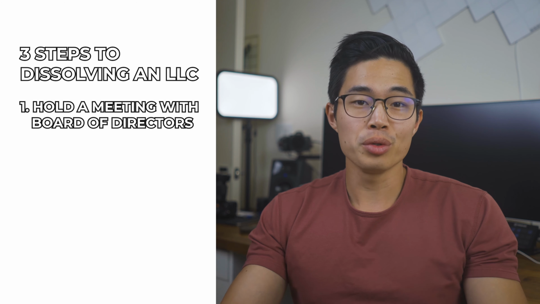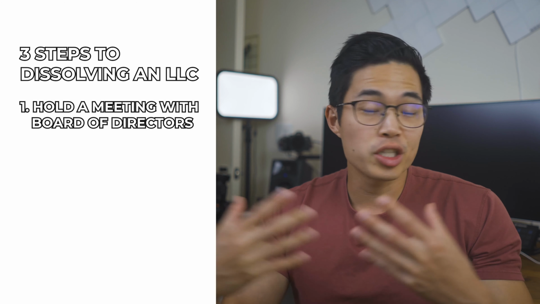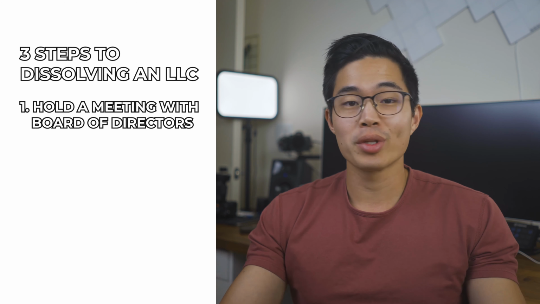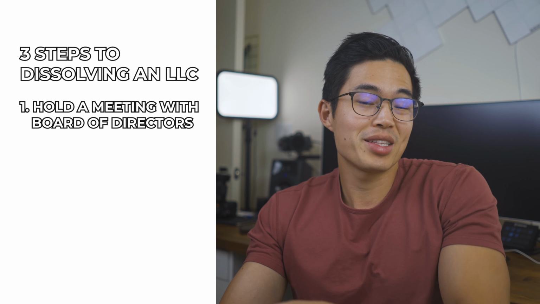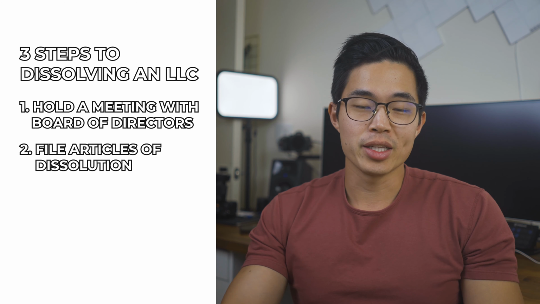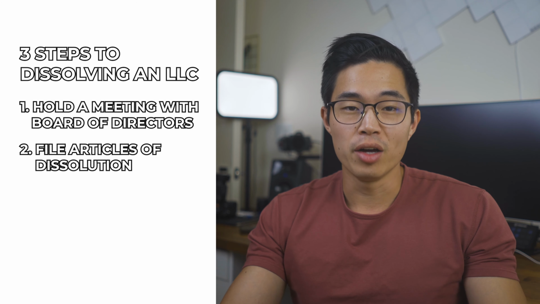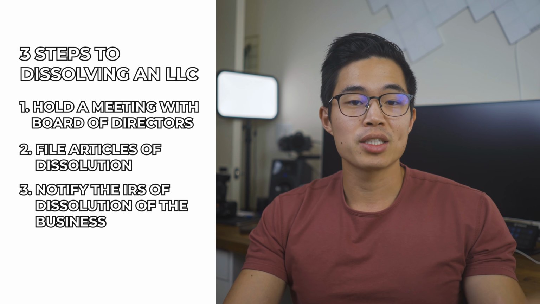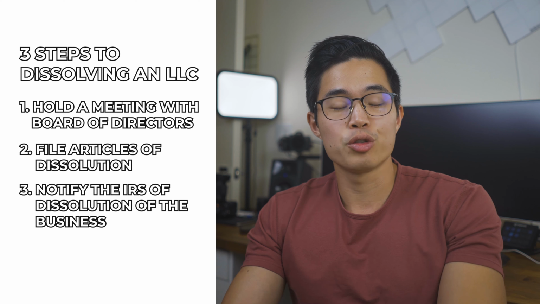So if you zoom out even more, you'll see that the first step is to hold a meeting with the board of directors. If it's just you on the LLC, then you don't really have to do anything. But of course, if you have other members, then you need to discuss with them. Second, as we talked about already, is to file the articles of dissolution. And third is to notify the IRS of the dissolution of the business.